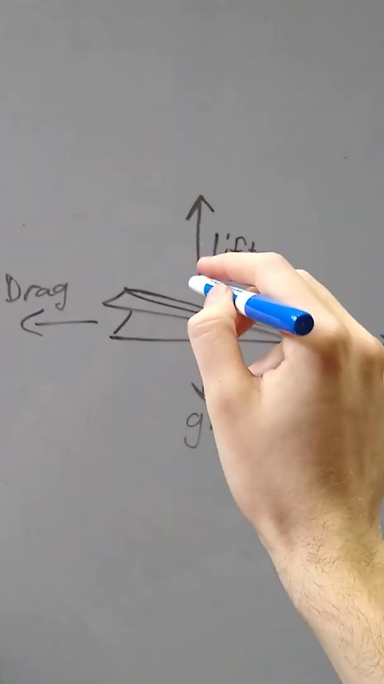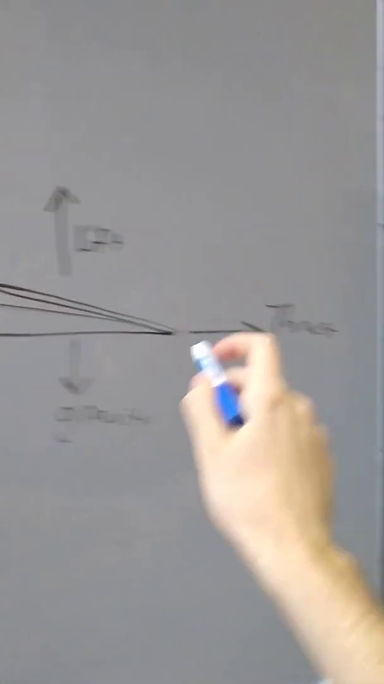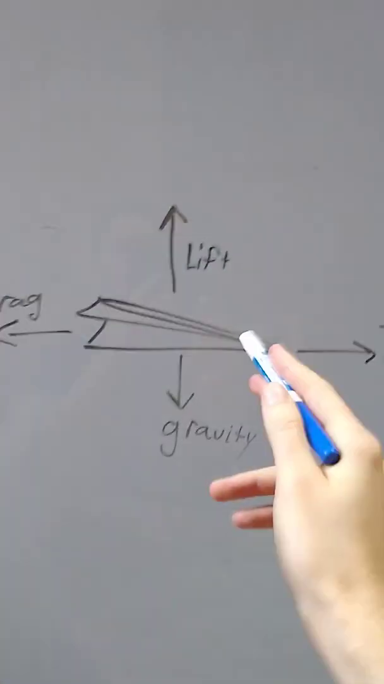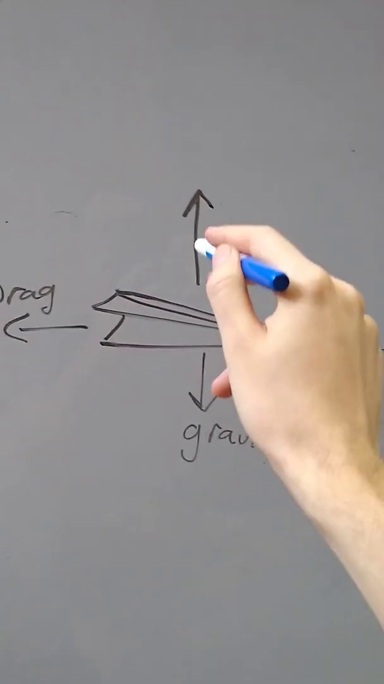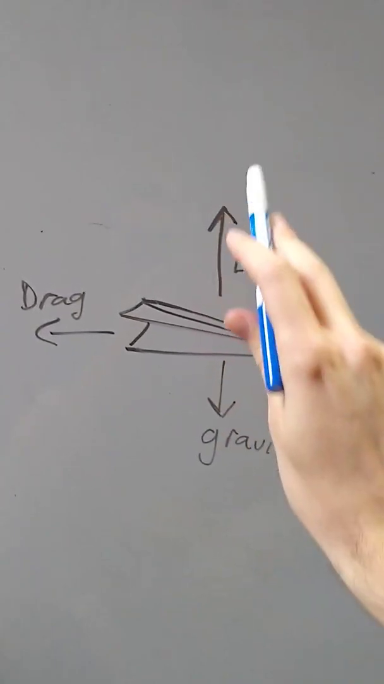A force is a push or a pull to make things move. You're pushing it through the air, and that's thrust, right? So drag is going to try to slow it down. And gravity is still pulling on it, right? But now we're getting something called lift.